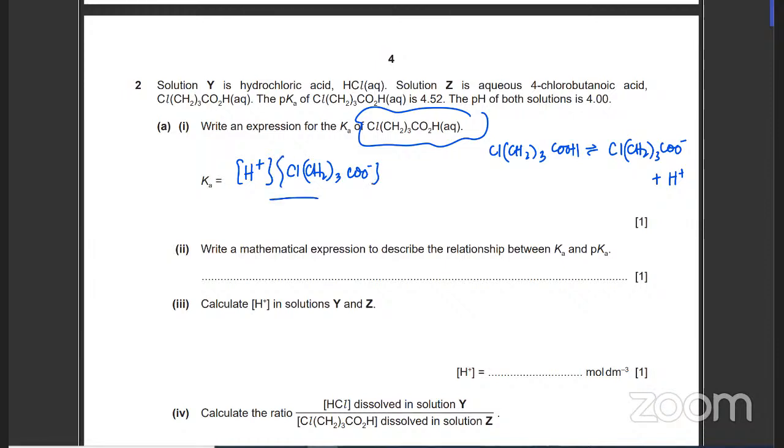I mean, this is your expression in this one. Okay, you have Cl as a CH2 thrice.